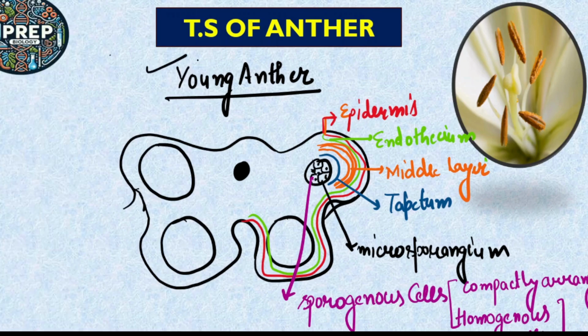Now let's see the TS of the anther. Firstly, we will discuss the transverse section of a young anther. When the anther is young, the structure is seen like this under the microscope. So the anther contains, we know, 4 sacs. Each sac contains a microsporangium.